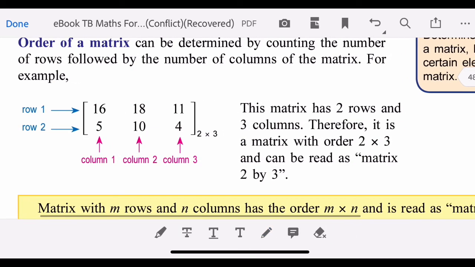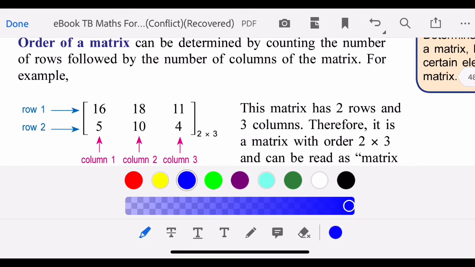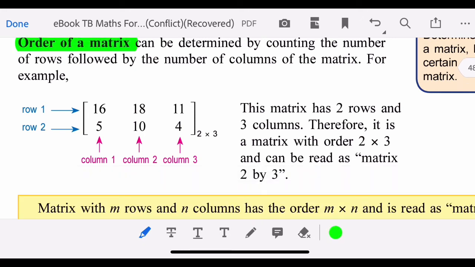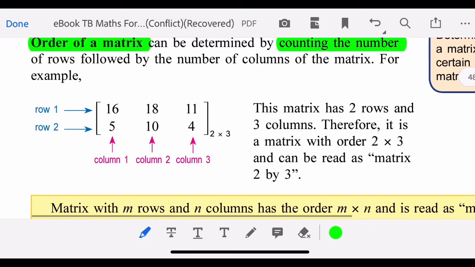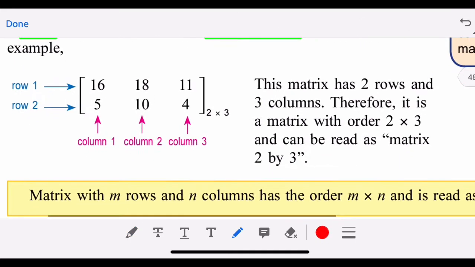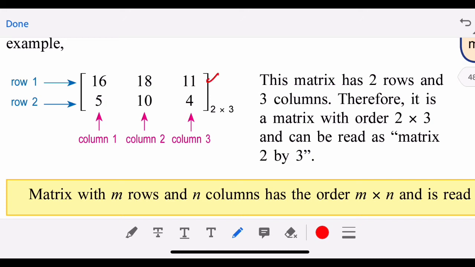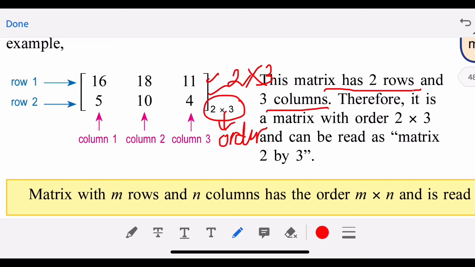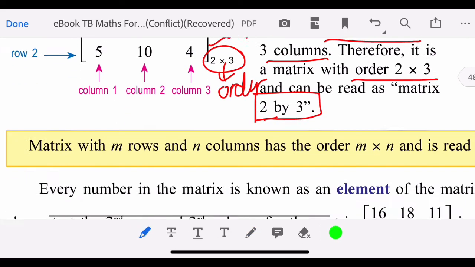We have the order of a matrix, right? Do you know the order of a matrix? The order of a matrix can be determined by counting the number of rows followed by the number of columns. So let's see this one. What is the order? First of all, we give priority to the rows, row 1, row 2. We have 2 rows, and we have 3 columns, so it's 2 by 3. This is called the order of the matrix. So the matrix has 2 rows and 3 columns. Therefore, a matrix with order 2 by 3. You read it as 2 by 3, not 2 times 3, right?